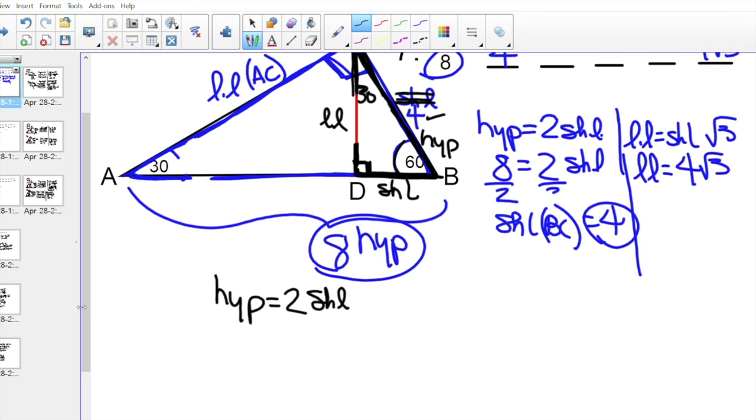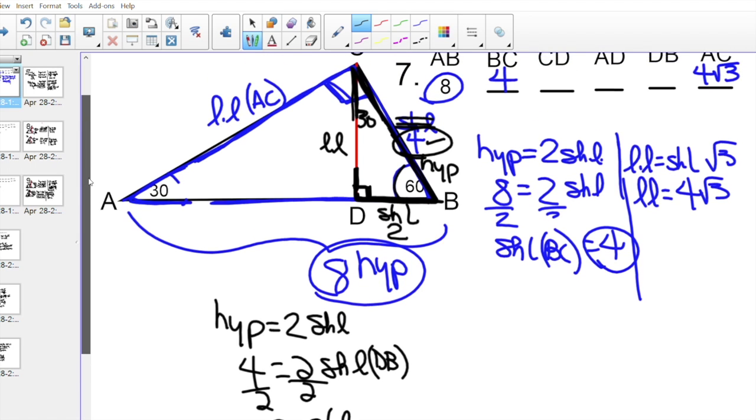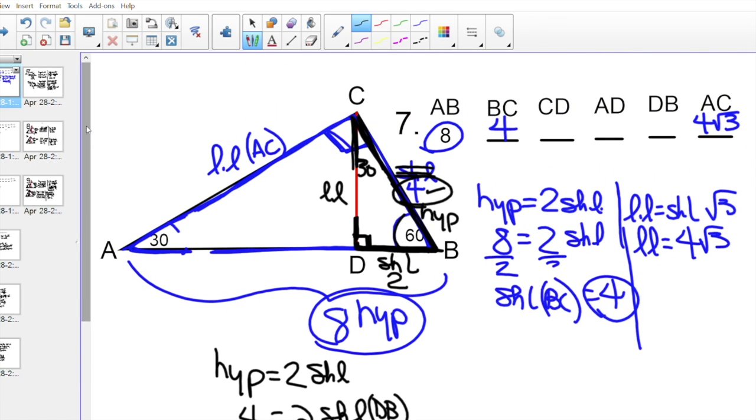Well, that means right here that would be DB. So we're looking for DB. Now the hypotenuse is 4. Now you take 2 times the shorter leg. Remember, the shorter leg is DB. Divide by 2, then DB is 2. So this side is 2. Now come over here where the chart is, and under DB put 2.